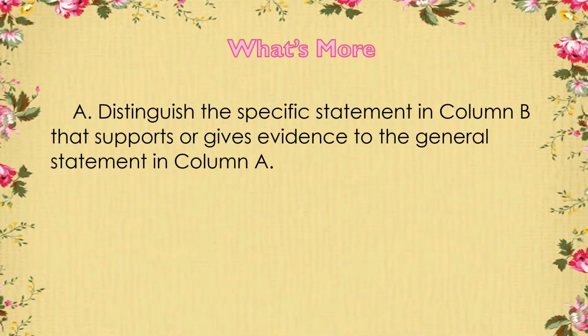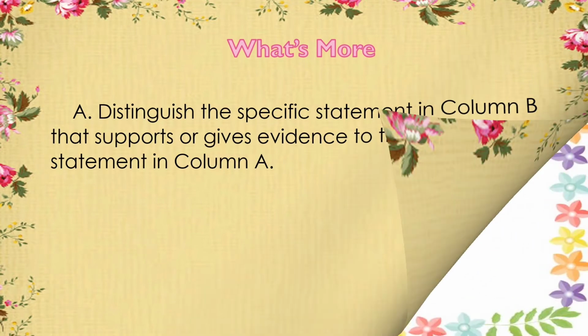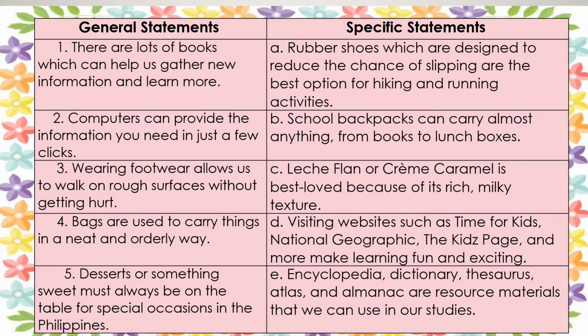So let's answer what's more. Letter A. Distinguish the specific statement in column B that supports or gives evidence to the general statement in column A. So, column A has the general statements, and column B has the specific statements. So, we can choose what letter is the correct answer. For number 1, there are lots of books which can help us gather new information and learn more. What's the answer?